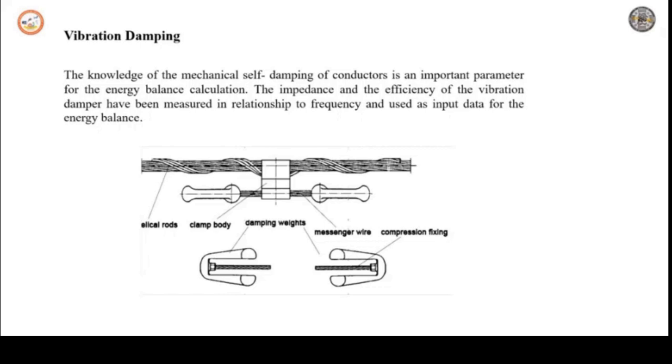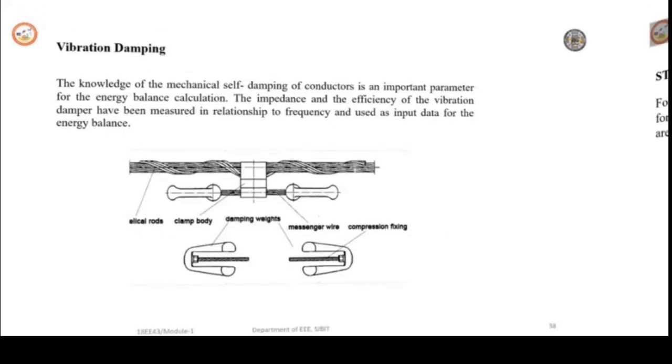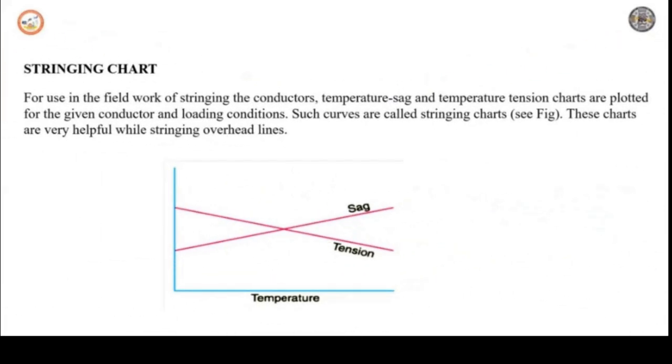Number of dampers and spaces used and their locations, everything matters. Some other factors depend on electrical and electromagnetic phenomena like corona. These are all the factors which affect the conductor vibrations. Now let us move on to the stringing chart. You can see here the stringing chart.